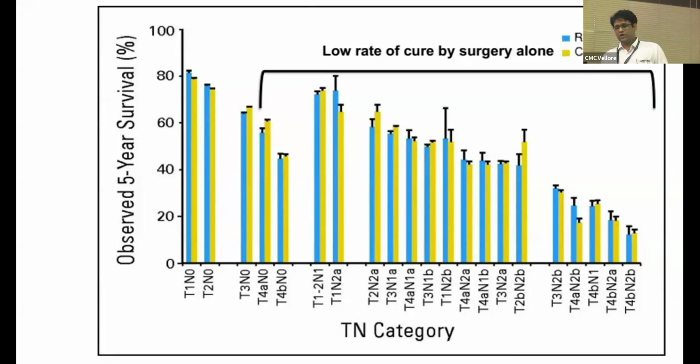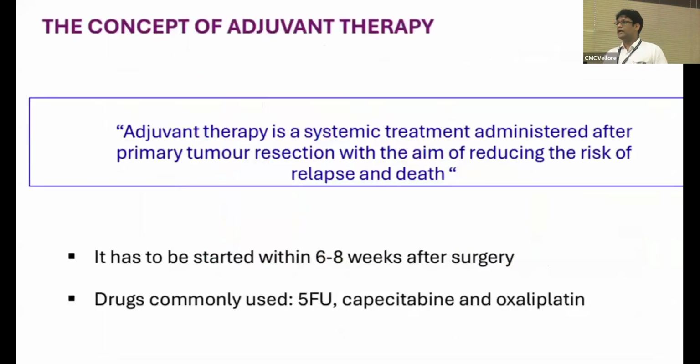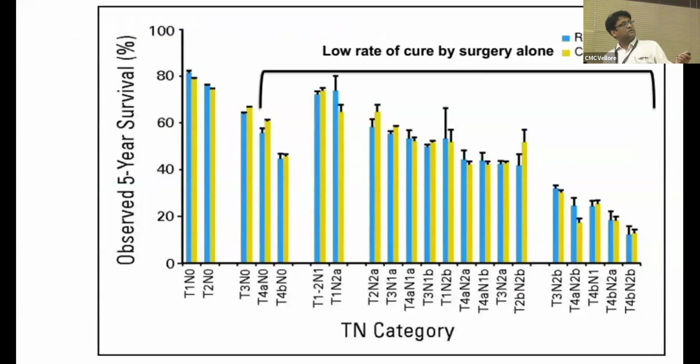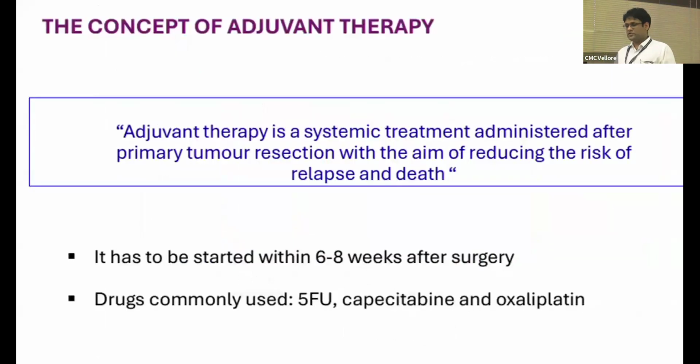And so that's where the concept of adjuvant chemotherapy comes in. What is the meaning of adjuvant? Adjuvant to surgery, in addition to surgery. It's clear that surgery alone was not curing that group of patients, so for that group we offer adjuvant chemotherapy. We give it after the surgery, and the idea is we want to decrease their chance of relapse and therefore improve their survival.